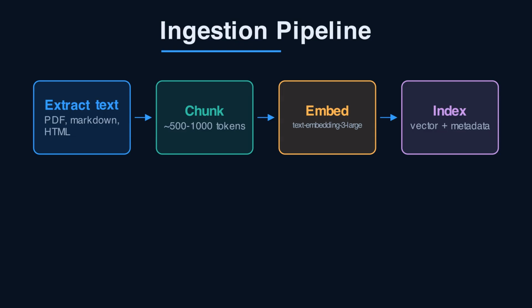Third, call the embedding model to get a vector for each chunk. Batch these calls to stay under rate limits. Fourth, push each chunk, its vector, and metadata like source and title into your AI Search index. Run this as a batch job and rerun it whenever your documents change.